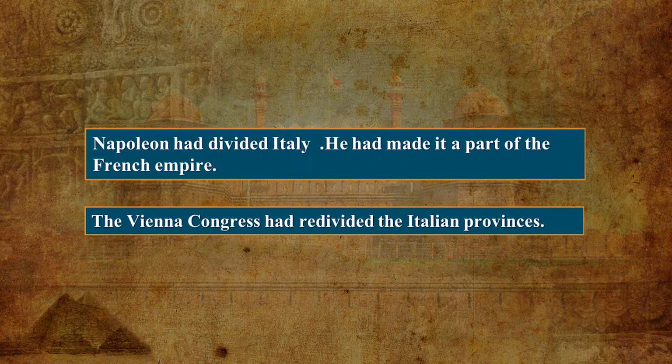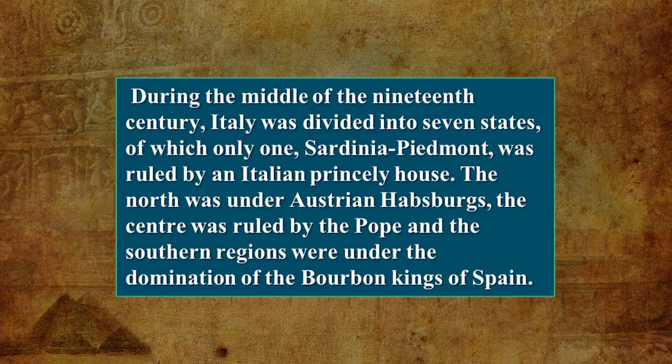The Vienna Congress again redivided the Italian provinces. Now, during the middle of the 19th century, it was divided into 7 states, of which only one, Sardinia Piedmont, was ruled by an Italian princely house. Now, this process of unification of Italy was under different leaders, starting from their king, moving towards Garibaldi and Cavour. They played an important role.